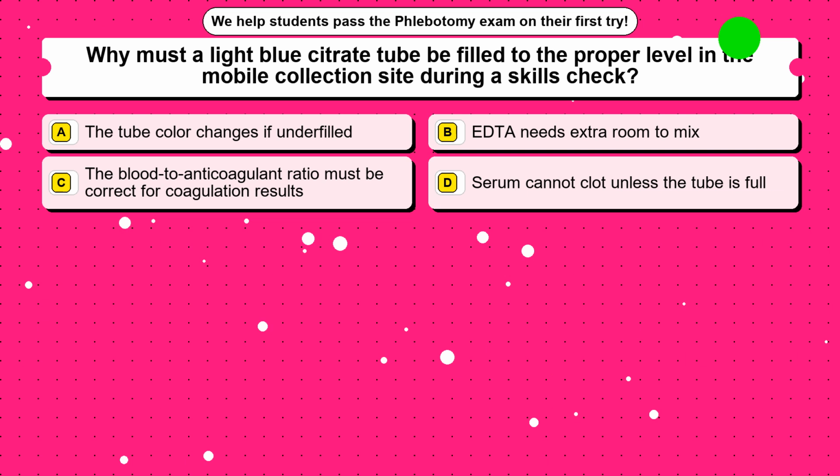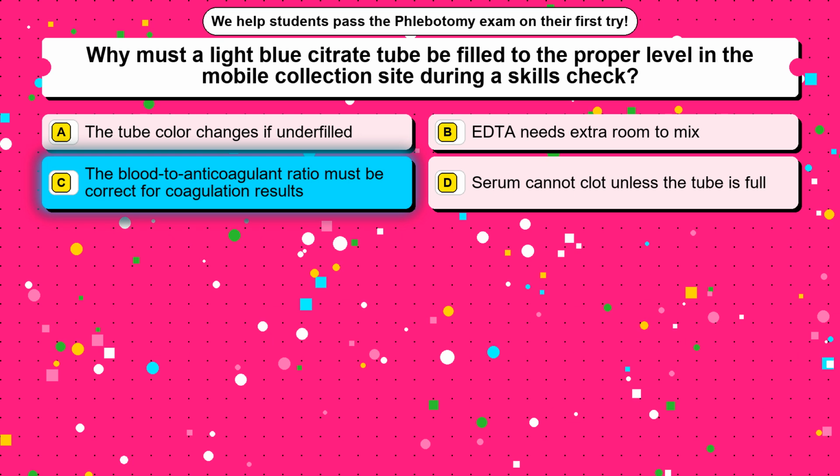Question 54. Why must a light blue citrate tube be filled to the proper level in the mobile collection site during a skills check? Option A. The tube color changes if underfilled. Option B, EDTA needs extra room to mix. Option C. The blood to anticoagulant ratio must be correct for coagulation results. Option D, serum cannot clot unless the tube is full.